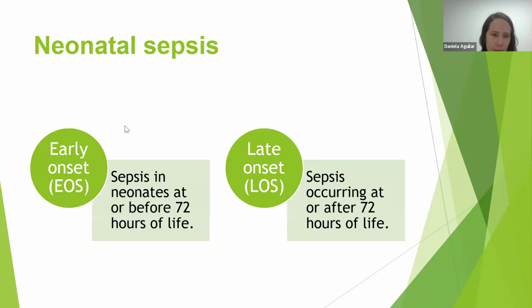Now I'm going to talk about the definition of neonatal sepsis. Neonatal sepsis is divided into 2 groups based on the time of presentation after birth: early onset sepsis and late onset sepsis. Early onset sepsis is defined as a blood or CSF culture obtained within 72 hours after birth that is growing a pathogenic bacteria species. And late onset sepsis is defined as sepsis occurring at or after 72 hours of life.